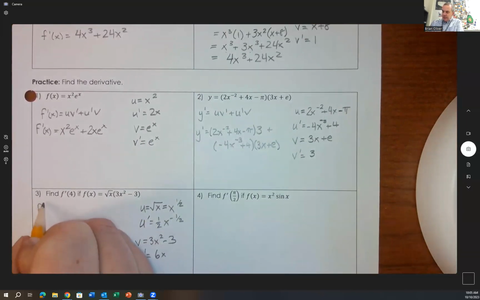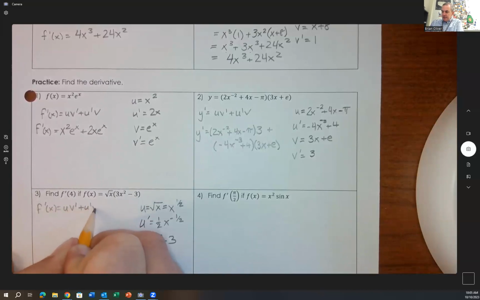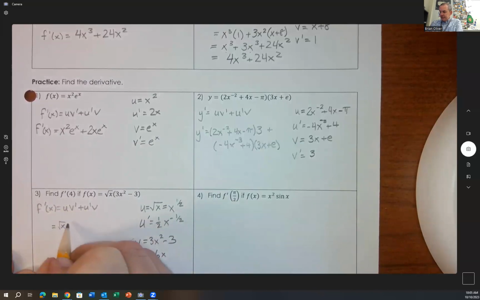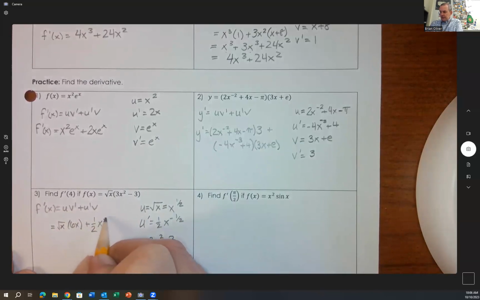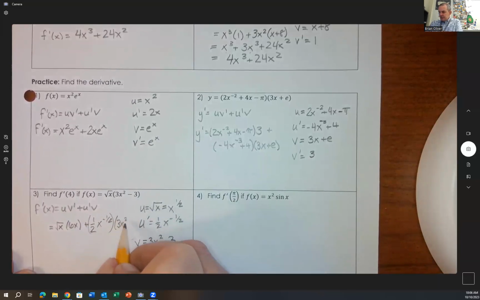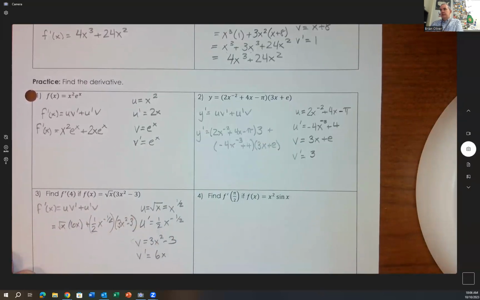So then f prime of x is u v prime plus u prime v. So that's going to be u, which is the square root of x, times v prime, which is 6x, plus u prime, 1/2 x to the negative 1/2, times v, and v is 3x squared minus 3. So that's our f prime of x.